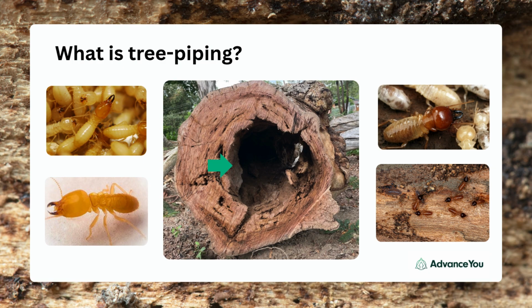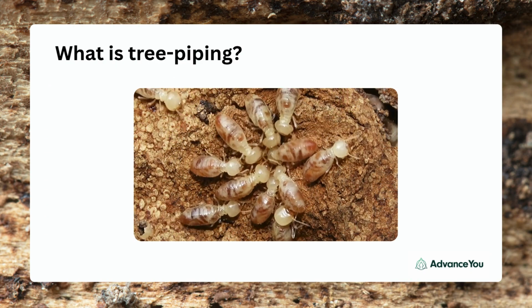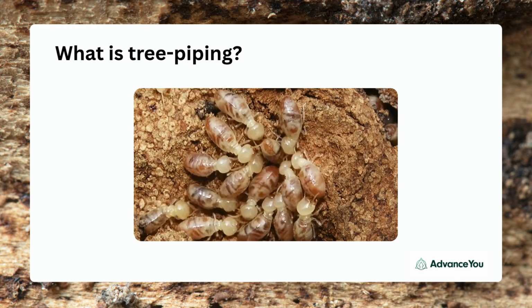Tree piping describes the internal decay or the hollowing of a tree trunk, which can be caused by termite nesting and foraging, but it can also result from fungal decay or a combination of both. For timber pest inspectors and their customers, tree piping is a significant concern. Concealed subterranean termite colonies nesting within trees often go undetected, yet they can cause dramatic termite pressure on nearby buildings.